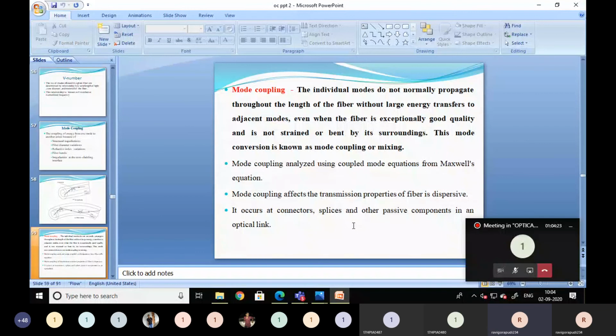Here we have mentioned one point. The individual modes do not normally propagate throughout the length of the fiber without large energy transfer to the adjacent mode. Even when the fiber is of exceptionally good quality, and is not strained or bent by its surroundings, this mode conversion is known as mode coupling or mixing.